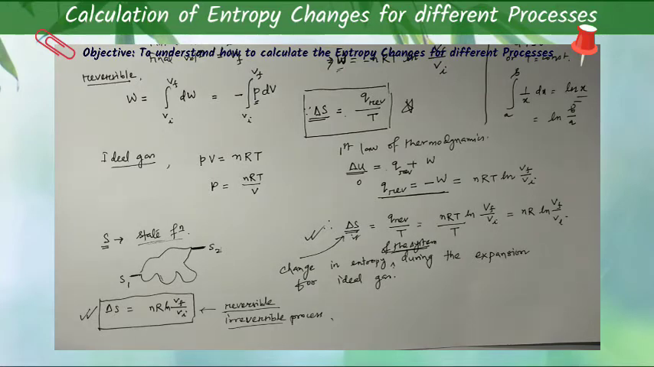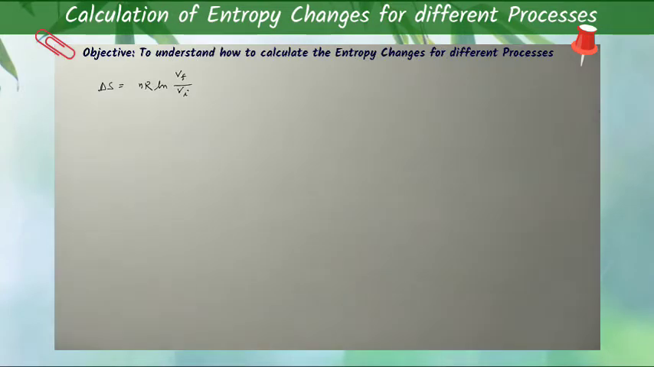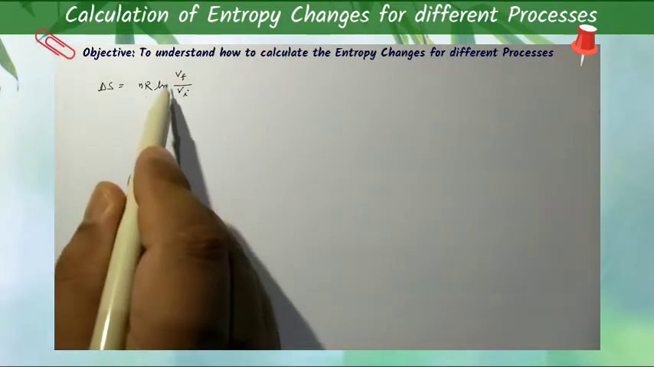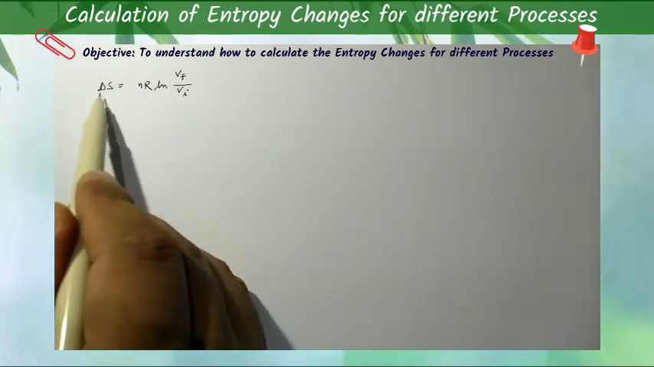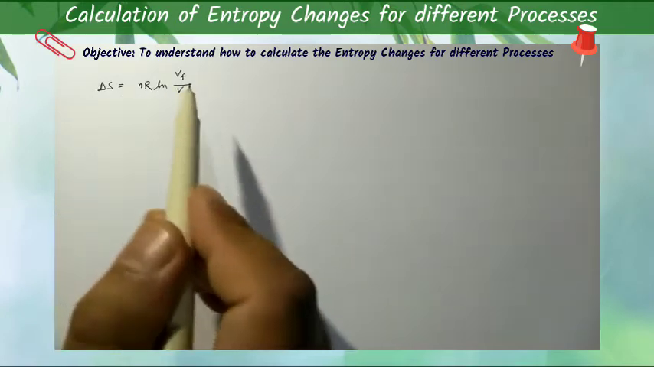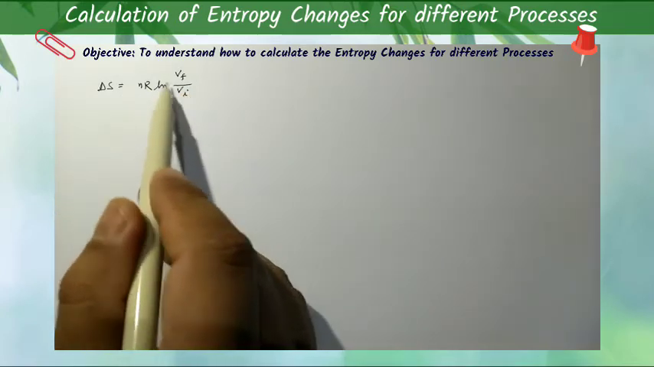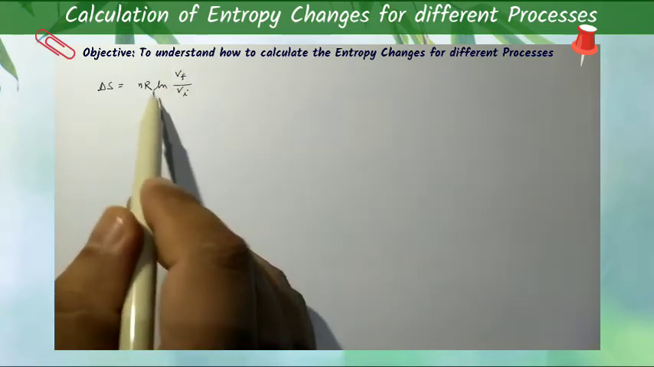Again, if you look at this equation, the relation is del S is equal to nR ln Vf by Vi. That means, for the physical significance, we can actually express this graphically now. So here this del S, the change in entropy, is related logarithmically.